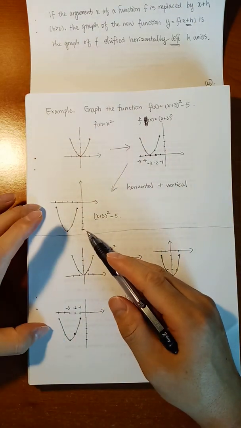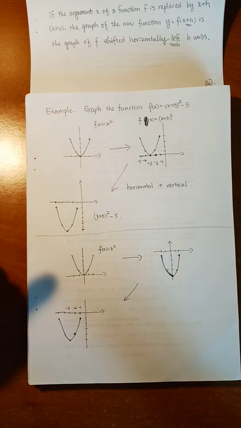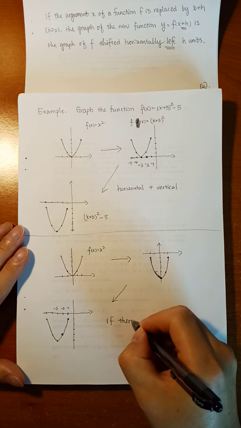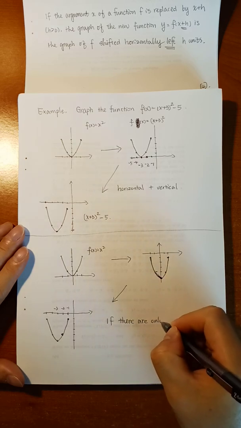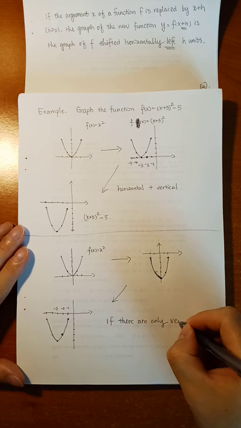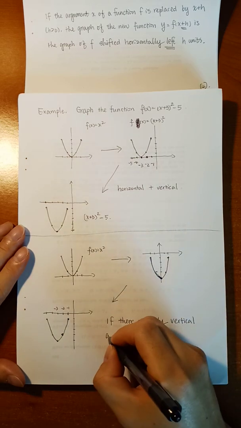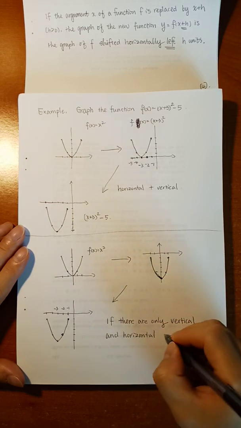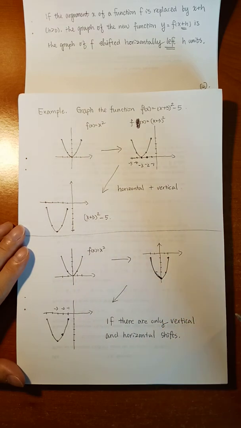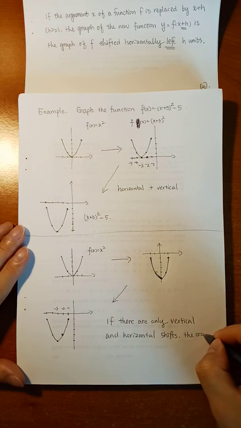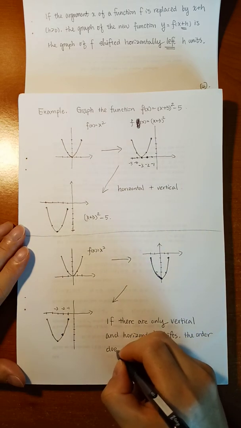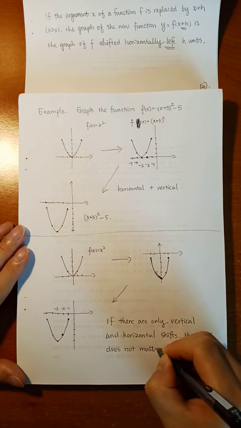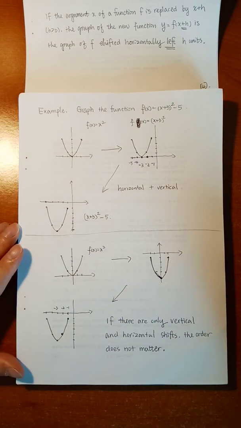So you see here, these two graphs are identical. So I try to emphasize here, if there are only vertical and horizontal shifts, the order does not matter. The order does not matter. Okay?